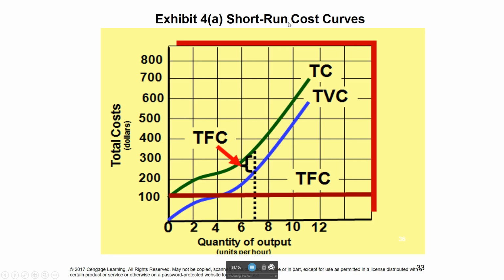Now, here we have a short run cost curve for a firm. This first curve, the blue curve, is my total variable cost as I produce more units of output. The green curve is my total cost curve. And the difference between these two is always my total fixed cost, which in our little example was $100. The distance here should be equal to the distance between the blue and the green curve, because total cost is nothing more than total variable cost at that amount of output with the total fixed cost on top of it.